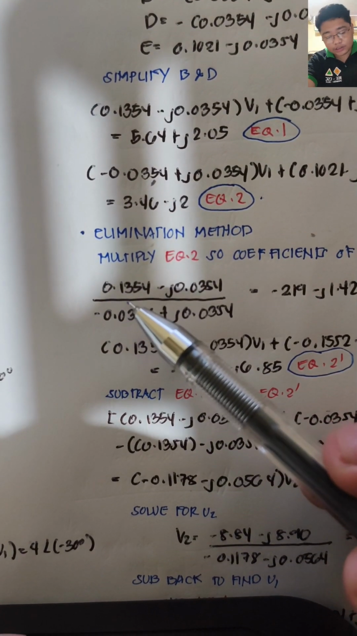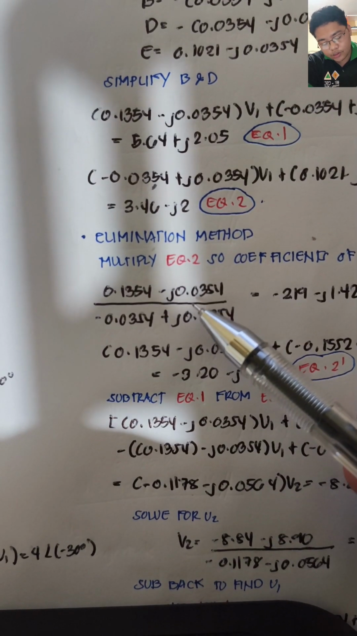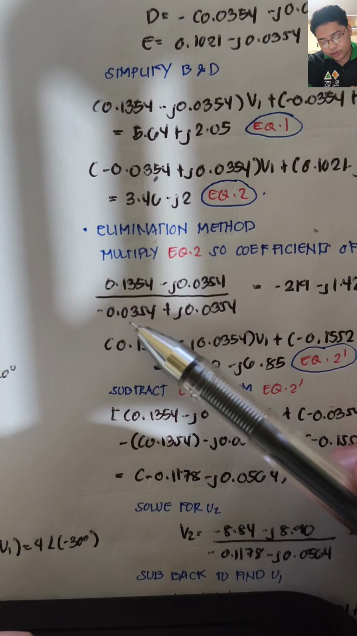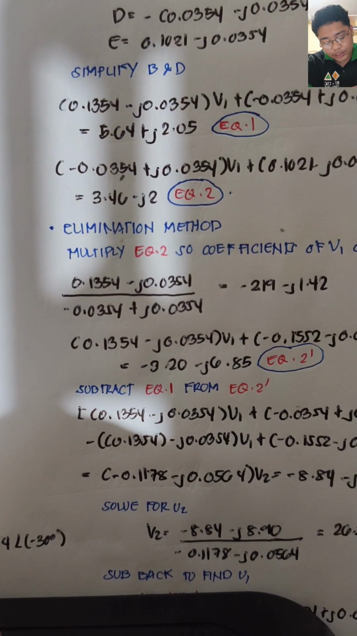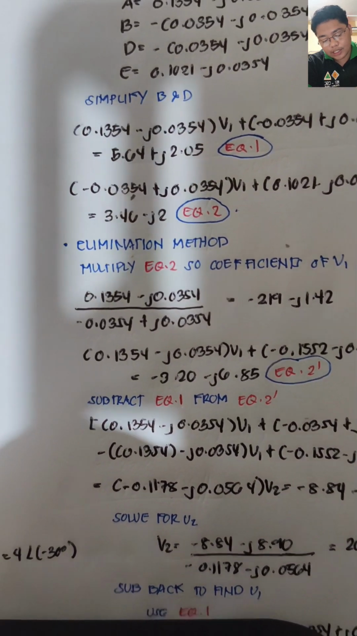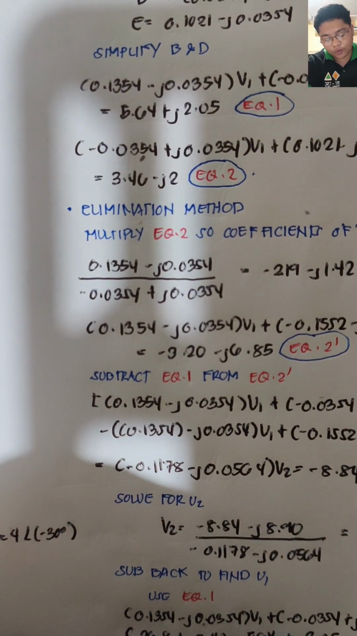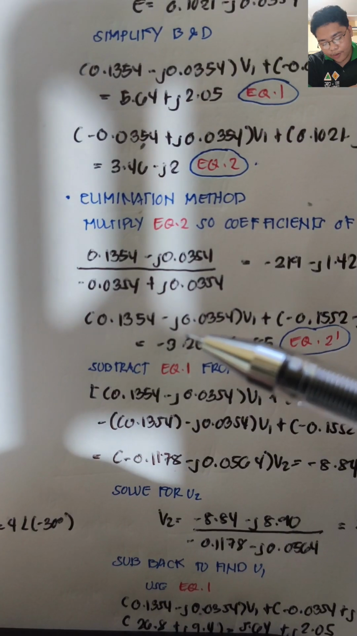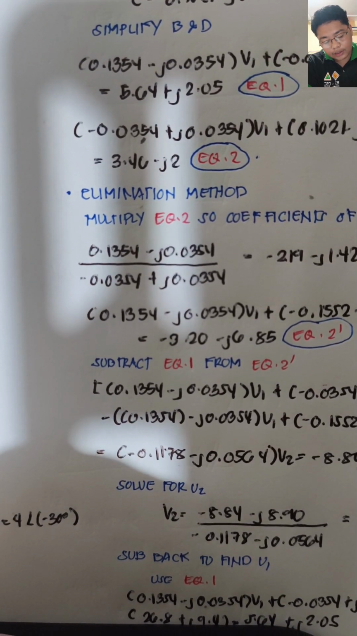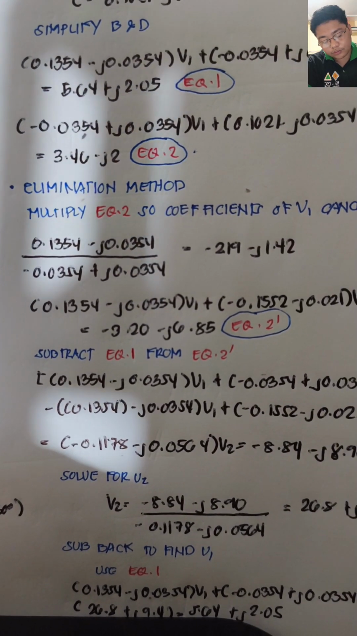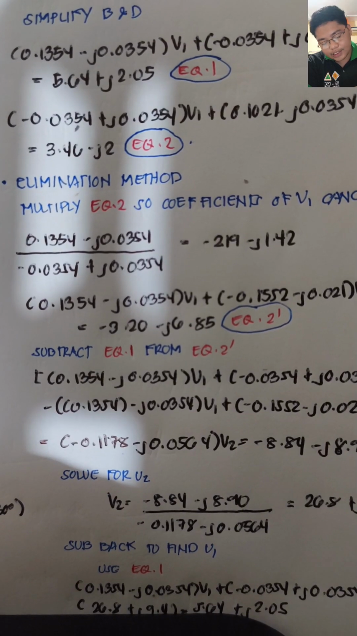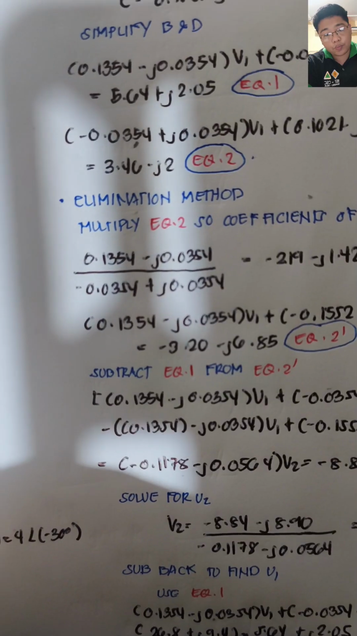Now let's proceed to the elimination method. Multiply equation 2 so the coefficients of V1 cancel. So the multiplier becomes (0.1354 minus j0.0354) over (negative 0.0354 plus j0.0354) equals negative 2.19 minus j1.42. So the equation becomes (0.1354 minus j0.0354) V1 plus (negative 0.1552 minus j0.021) V2 equals 3.20 minus j6.85. That will be equation 2 prime.